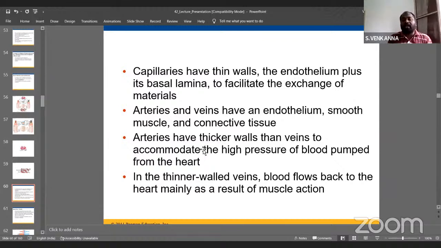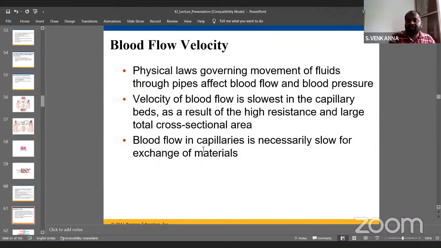The arteries and venous have the endothelium, smooth muscles and connective tissues. Here, the absorption of nutrients and energy levels, because the endothelium, smooth muscles and connective tissues interconnect the tissues. The arteries have thicker walls than the venous to accommodate the high pressure of blood pumped from the heart. In the thinner walled venous, blood flows back to the heart mainly as a result of muscle actions. The blood flow velocity.